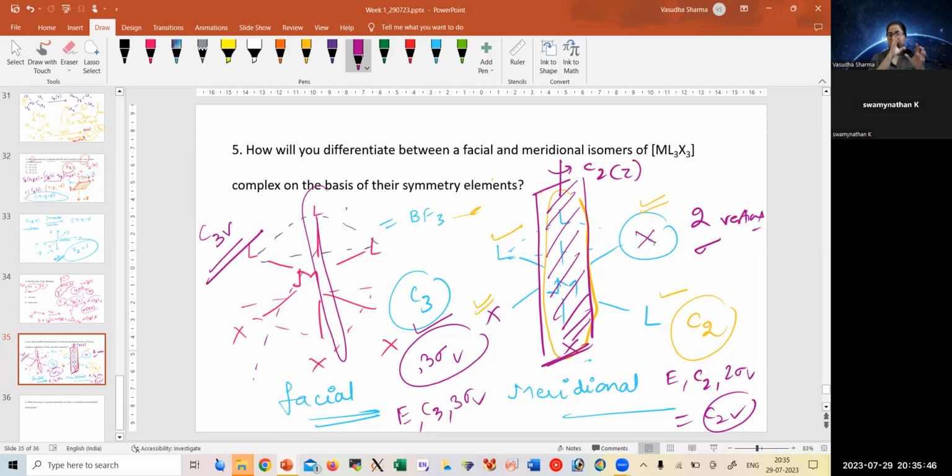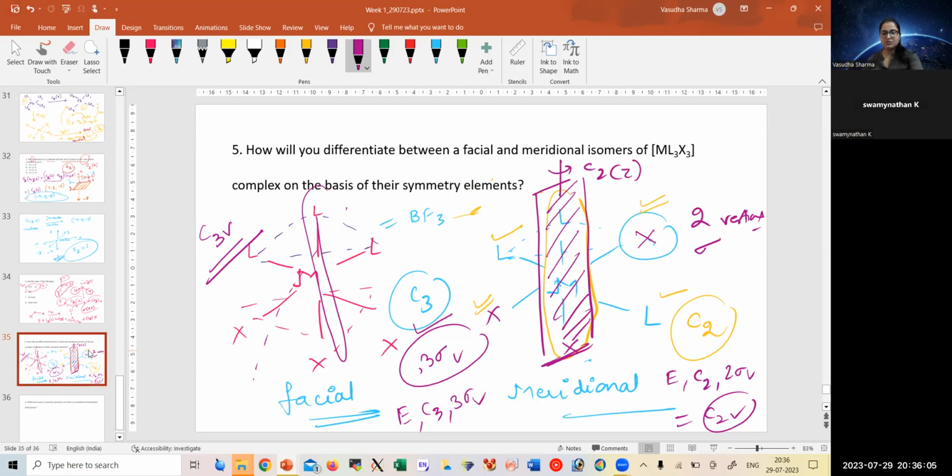So facial is having C3V, whereas meridional is having C2V. So based on the symmetry elements present, you can actually differentiate between the two isomers of an octahedral or any geometry for that matter. Is that understood?